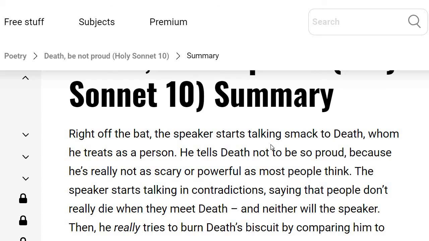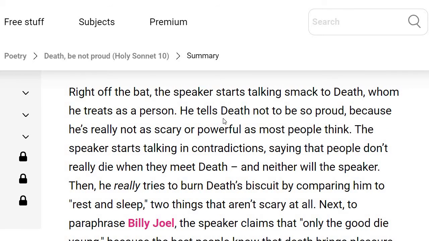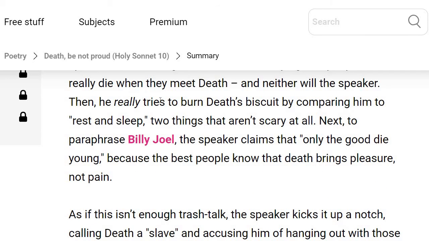Right off the bat, the speaker starts talking smack to Death, whom he treats as a person. That's quickly indicated by keeping Death capitalized and the speaker addressing Death as if it were a person. He tells Death not to be so proud because he's really not as scary or powerful as most people think. The speaker starts talking in contradictions, saying that people don't really die when they meet death, and neither will the speaker. Then the speaker tries to burn Death's biscuit by comparing him to rest and sleep.